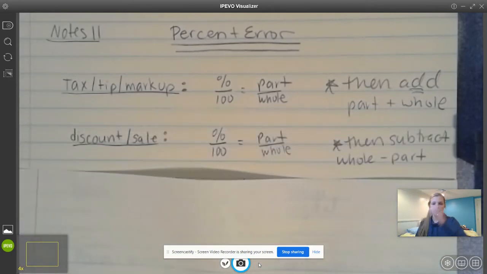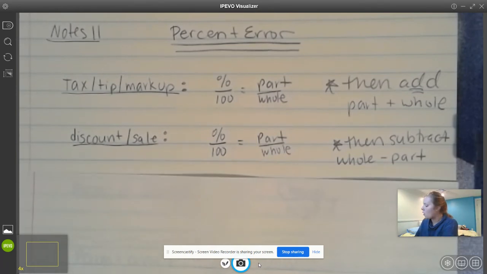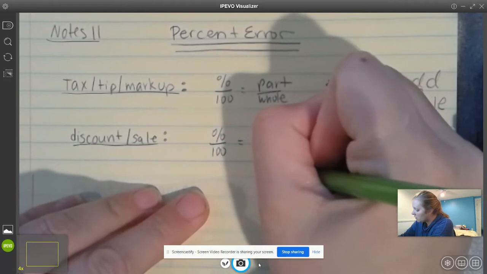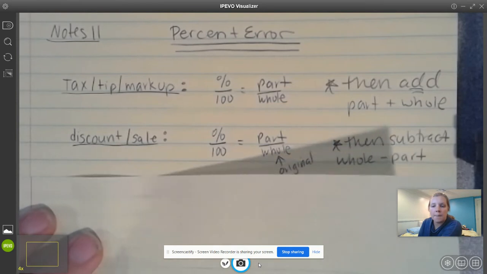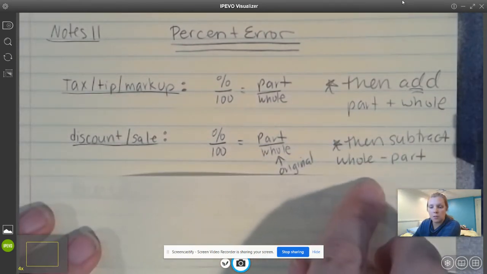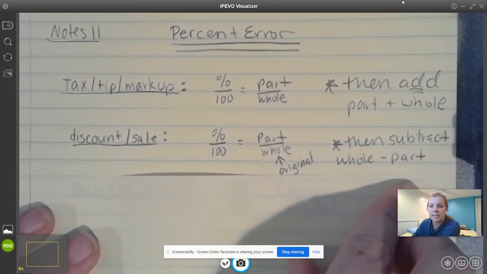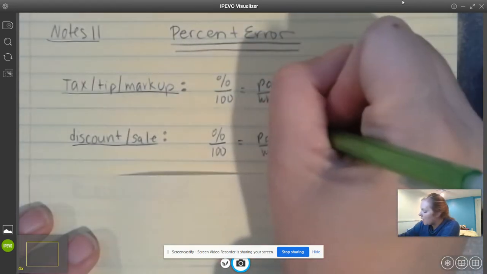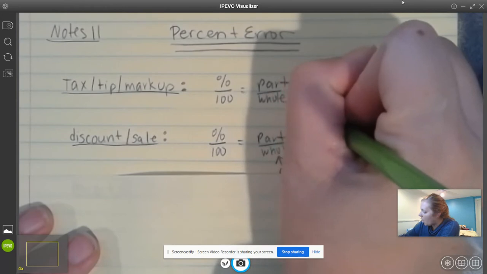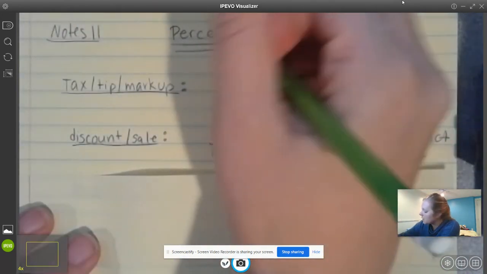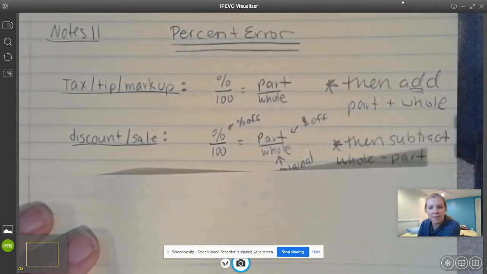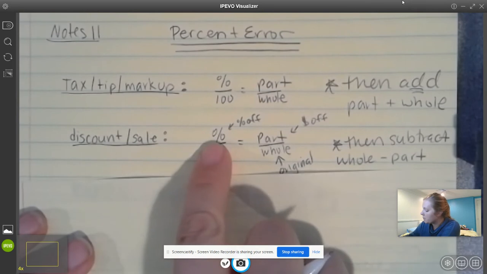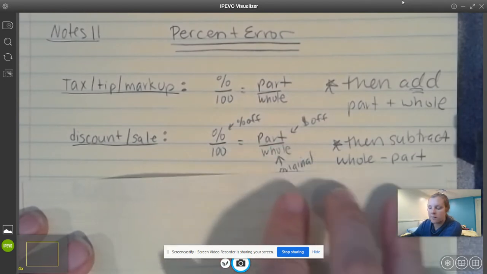Then we worked on discount and sale. And so you use the same proportion. The whole, again, is the original price. But at the end, you subtract the part and the whole. You do the whole minus the part to find out what the sale price is, because the part ends up being the money off of the item, because the percent is the percent off. And our units kind of have to match within the proportion. So if this is the percent off, the part becomes the money off.